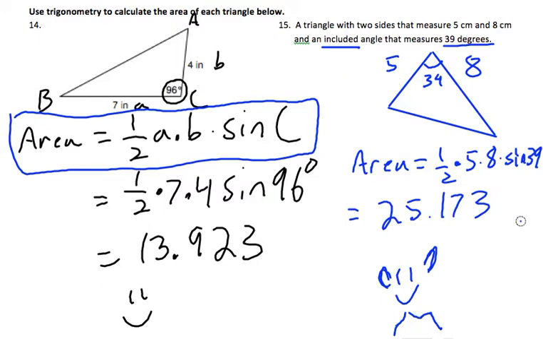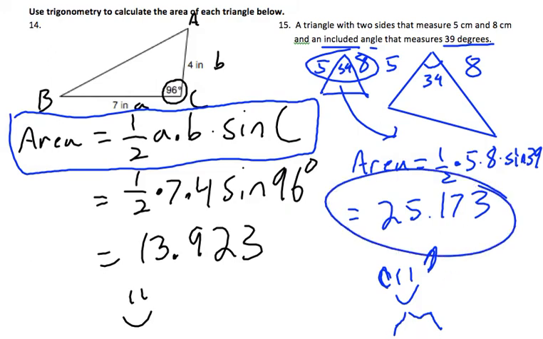Like I said, in number 15 there isn't a picture, so just draw a picture. As long as you put a 5 and an 8 and a 39 where they're supposed to go, it doesn't really matter how accurate the picture is. We could have drawn two sides that look equal, called them 5 and 8, and as long as we put our 39 right there, we're going to be able to set up the equation and get the correct value just fine. Okay. So that's 14 and 15, area of a triangle.